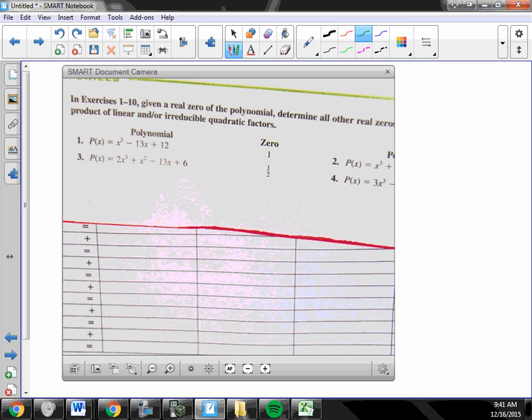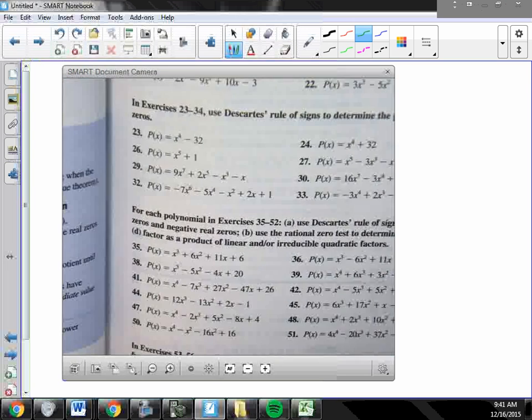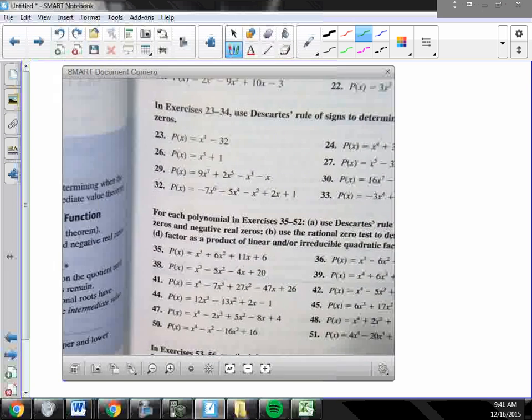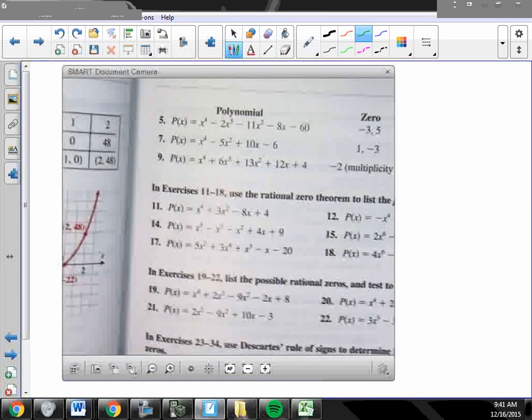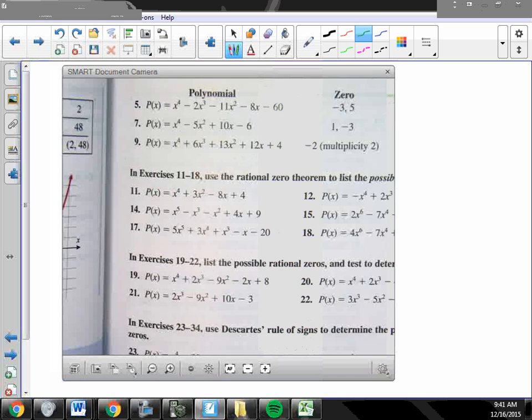Okay. So look on the next page. We'll do 5. Number 5 is next to the fourth problem, but they give us 2 zeros. What should I do here?